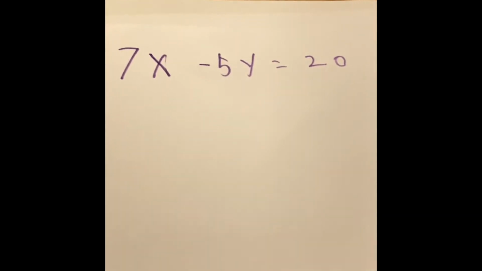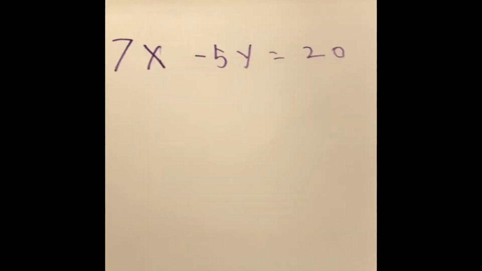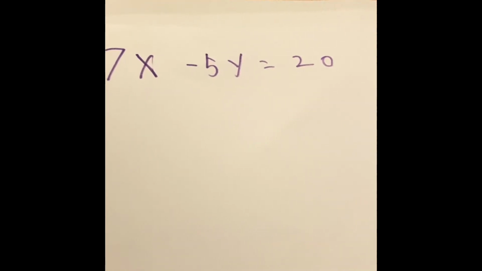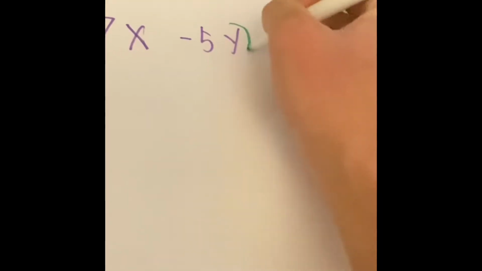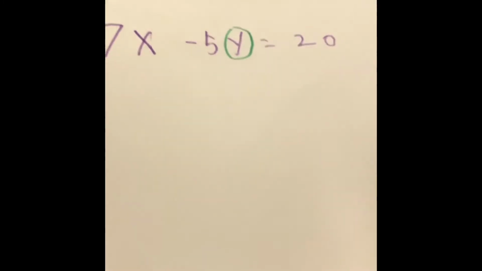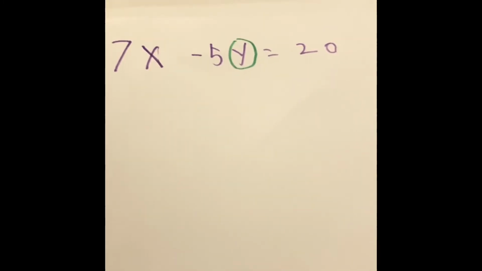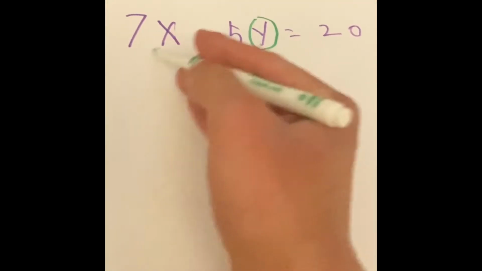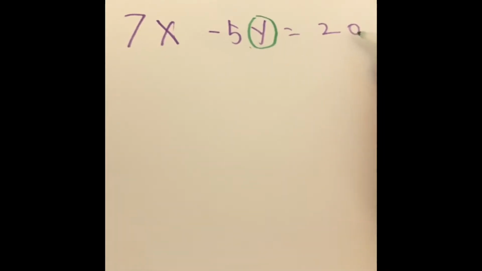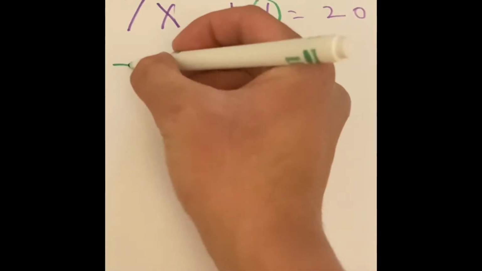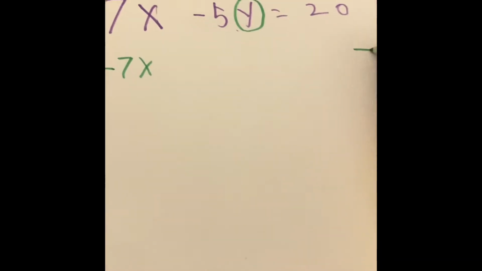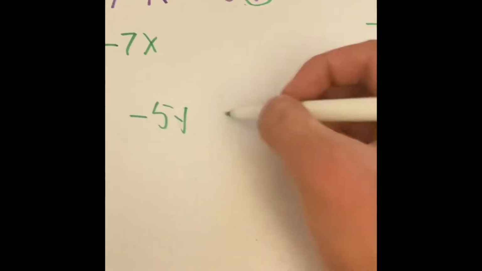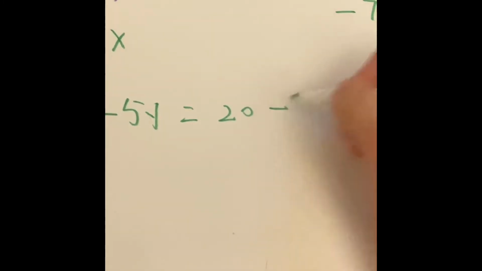So what we're going to do first is change that to get y isolated. We can do that with some simple algebra. Let's circle the y, because that means it's the object you don't want to touch, since you want it alone. To get y alone, we have to move everything to the other side where 20 is. So we subtract 7x from that side and subtract 7x from the other side, and we get negative 5y equals 20 minus 7x.